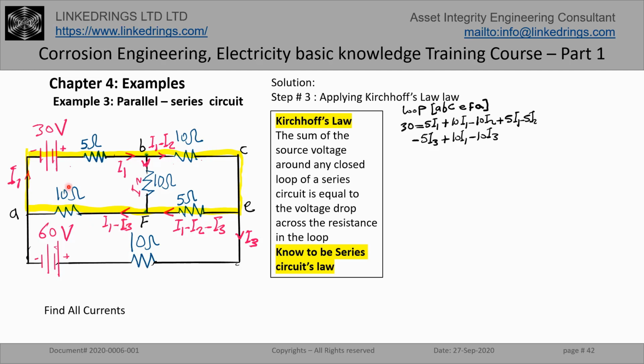Okay, so please, again, let's go through this one. So this loop here, the source voltage is 30 volt equal to I1 times 5. So 5 I1 plus 10 I1 minus 10 I2 plus 5 I1 minus 5 I2 minus 5 I3 plus 10 I1 minus 10 I3. Correct. Now let's simplify our equation.